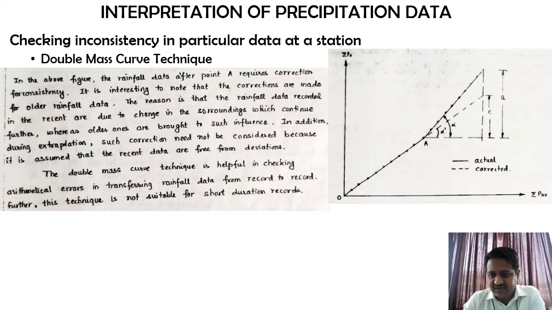First things first, check out the x-axis. What we have is sigma P average. Here, sigma P average is indicating the cumulative value of all the base stations' additions. Similarly, the y-axis, sigma Px, indicates the rain gauge station for which you want to check the consistency. The rainfall values collected by that rain gauge station for a set of years will be on this y-axis.